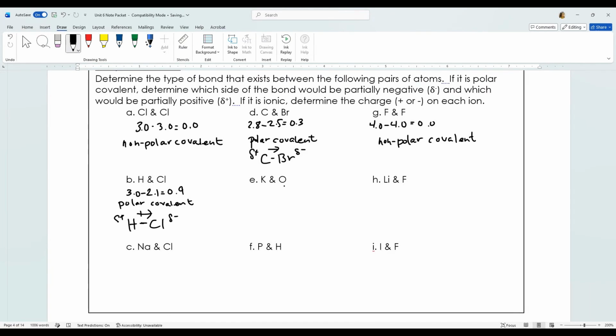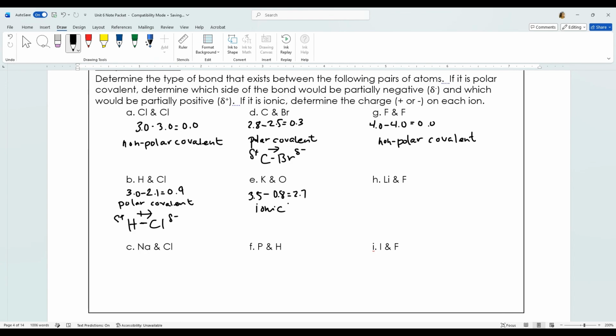Potassium and oxygen. Ooh, let's see. Oxygen's electronegativity is 3.5. It's a bit higher than potassium. Potassium is 0.8. So if I do the difference between them, 3.5 minus 0.8 gives me a difference of 2.7. Pretty large electronegativity difference there. So this is clearly an ionic bond. I have a complete transfer of electrons.